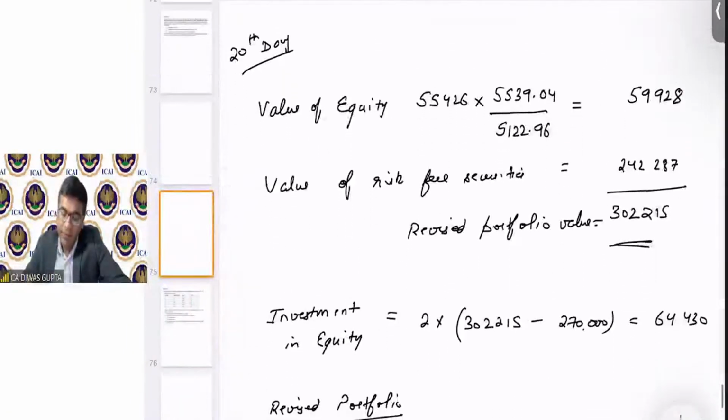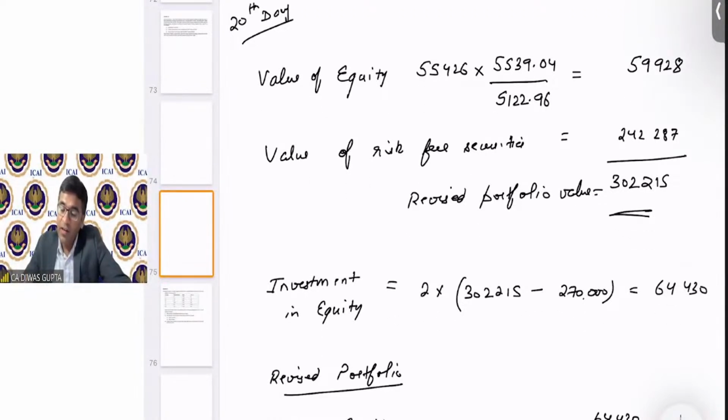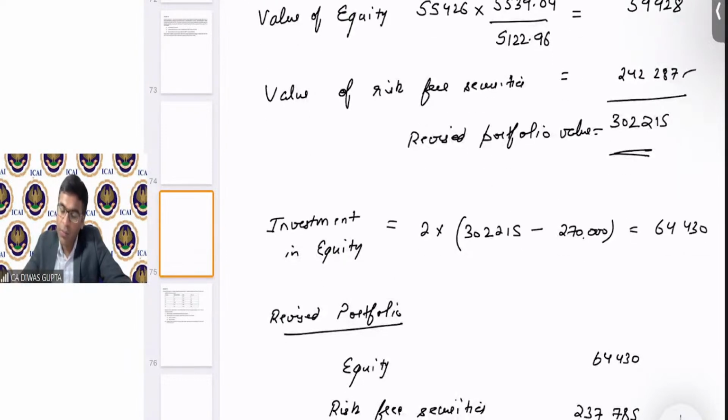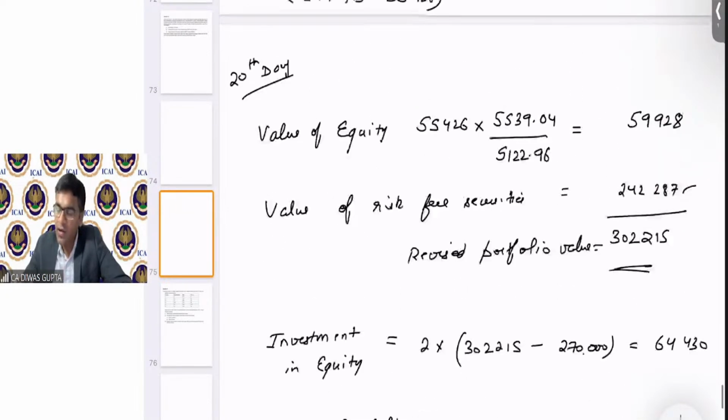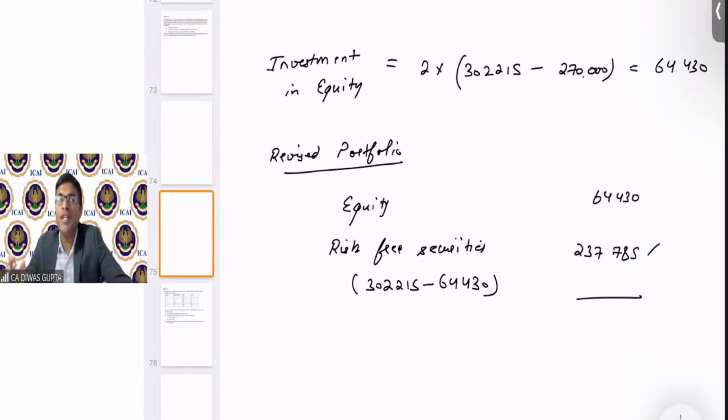Now in the second step, on the 20th day, we will invest in equity and reduce our risk-free securities. Our risk-free securities were 242. Now, as per the revised proportion, it is 237. So on day 10th, it is investing more in risk-free securities, and on day 20th, it is investing more in equity. Yes, Mancha, you are right. On 20th, the value of equity is increasing. So the risk-free securities are not changing by themselves, only the value of the portfolio is changing. Basis that, we are changing our components.